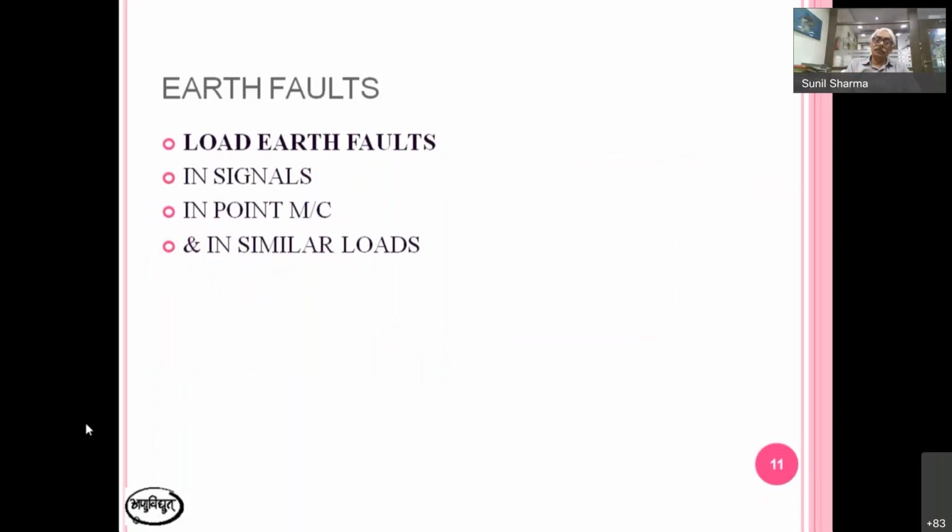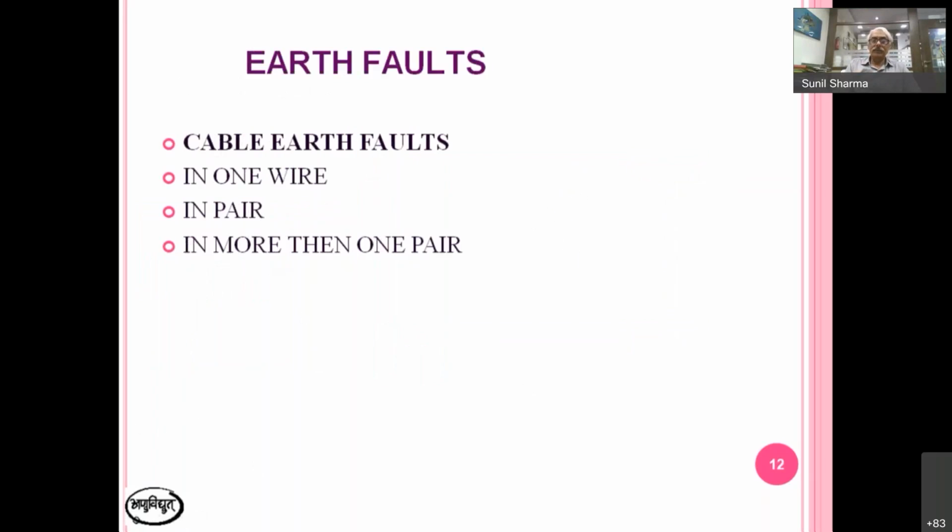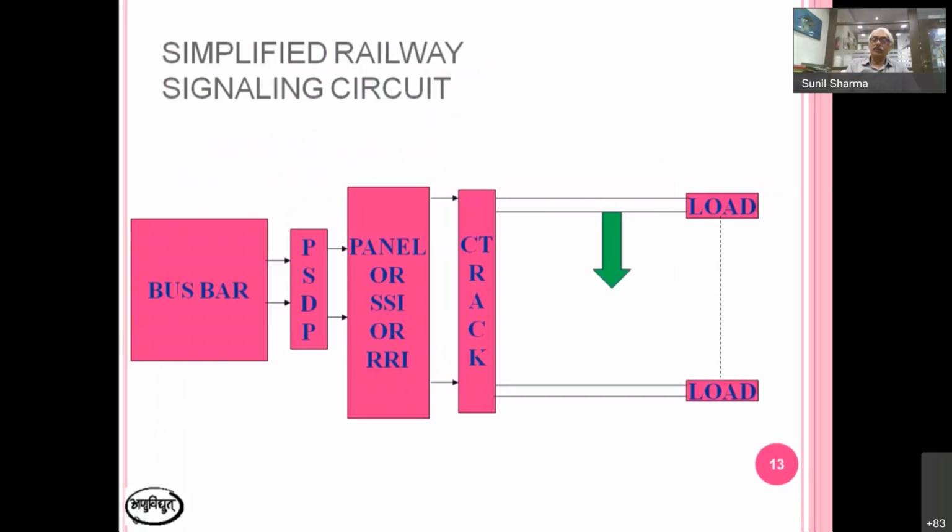Now load faults are similar, it may be a signal or point machine. Then the cable fault may be in one wire, one pair, or more than one pair, as shown in this picture. This is the one wire I have put, just waiting for opposite side leakage. As soon as it gets opposite side leakage, it shorts and becomes a fault. So first of all, we want to prevent this on the busbar. It should be floating. It is necessary. It is a requirement.